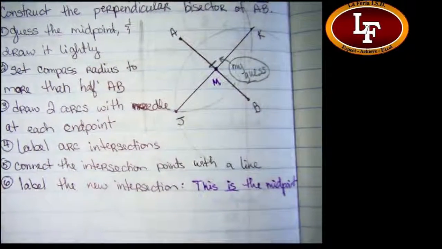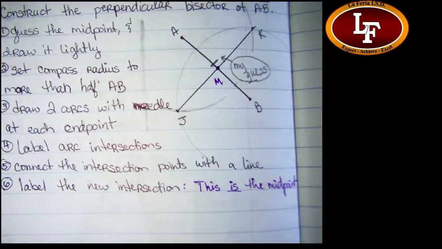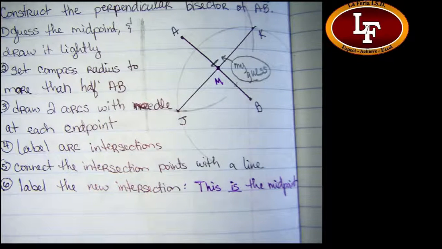And it will always be the midpoint, provided you have used the same compass radius for each of those arcs. You started with a straight segment, and you did not allow that compass radius to move at all. Okay?